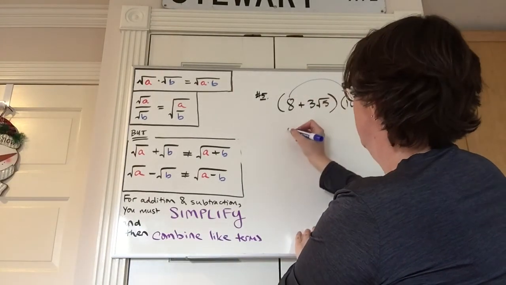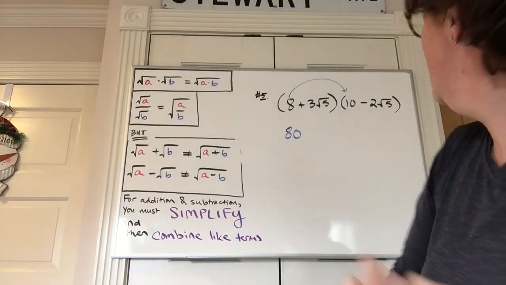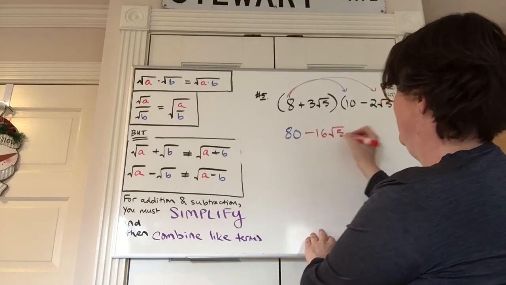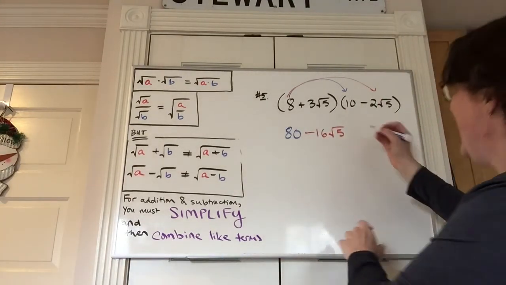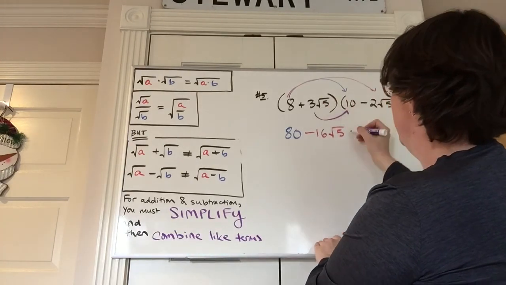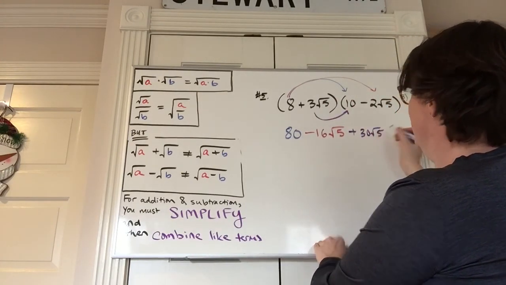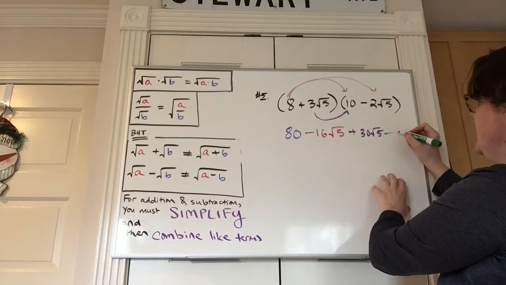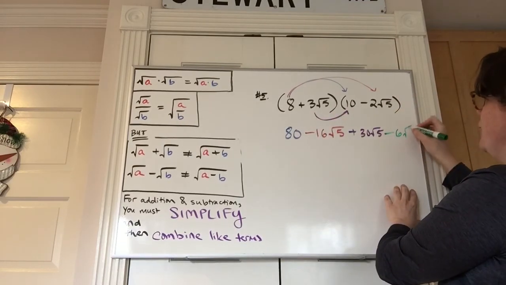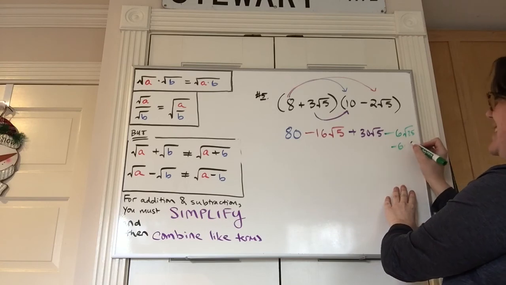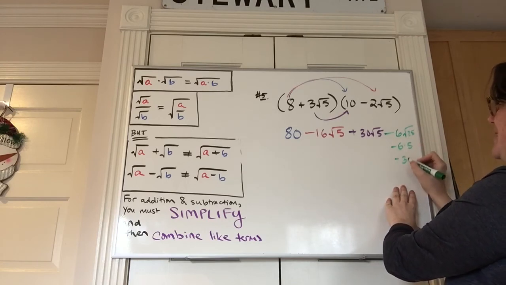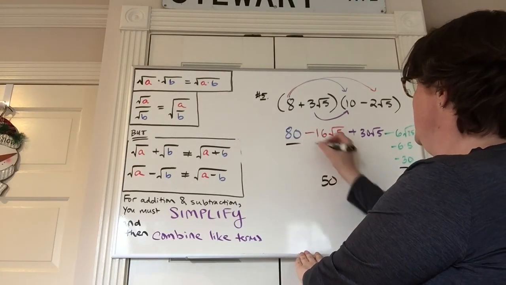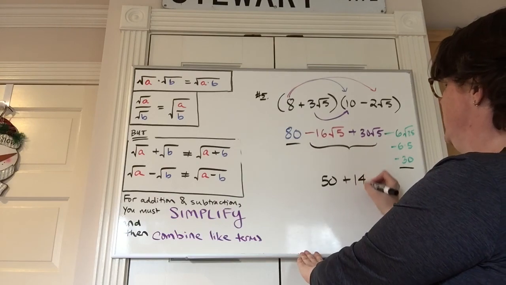8 times 10, regular times regular makes 80. 8 times negative 2 root 5 makes negative 16 root 5. 10 times 3 root 5 makes plus 30 root 5. And then it's always the back where you've got to be really careful. This is going to make negative 6 times the square root of 25, which is negative 6 times regular 5. The back turns into negative 30. So if I quickly combine here, 80 minus 30 makes 50, combine my two root numbers, I have plus 14 times the square root of 5.